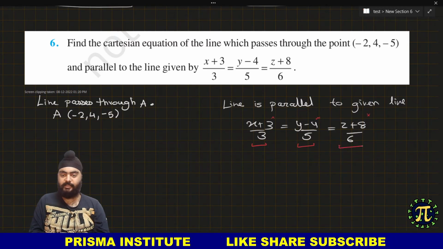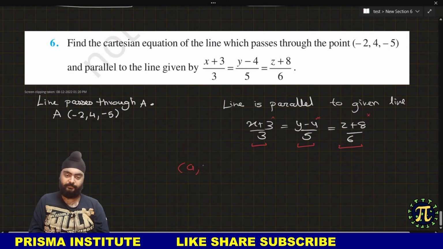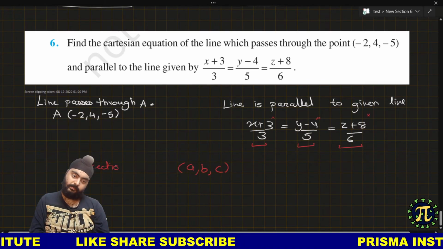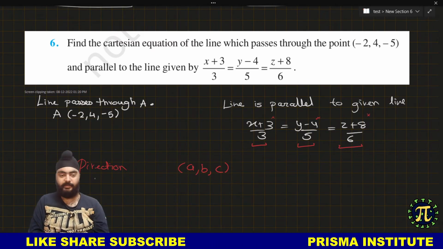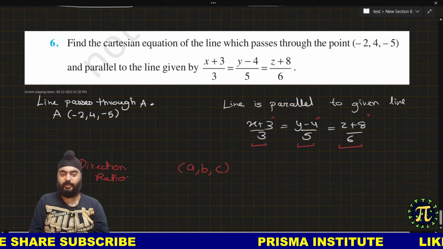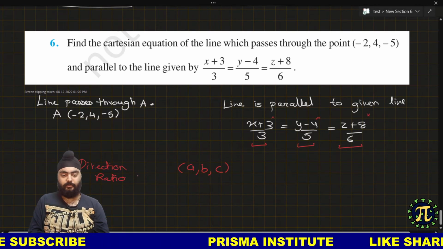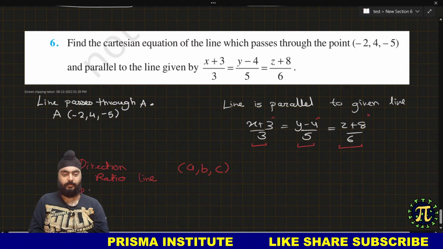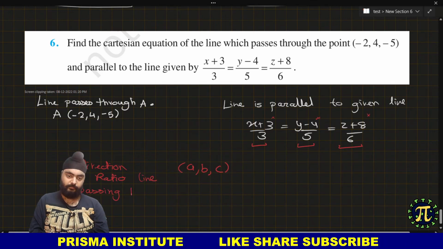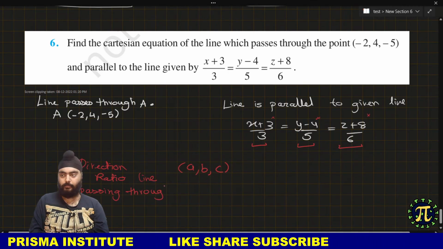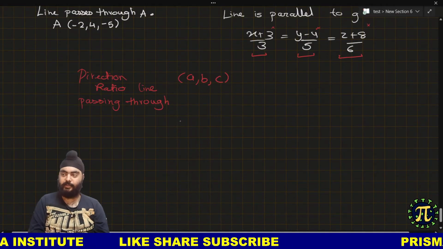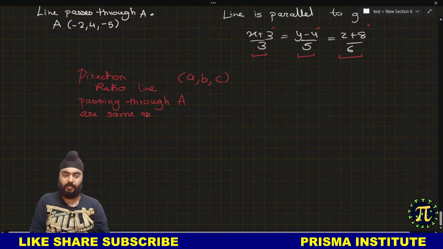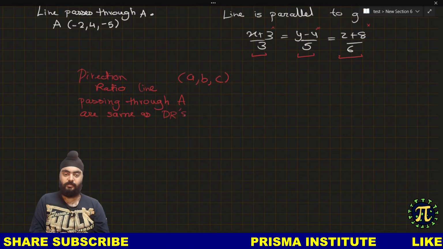These represent a, b, c, which are the direction ratios of the line. They represent the direction of the line. Our line is parallel to that line, right? So the direction ratios of our line must be the same as the direction ratios of the given line. So the direction ratios of the line passing through A are the same as those of the given line.